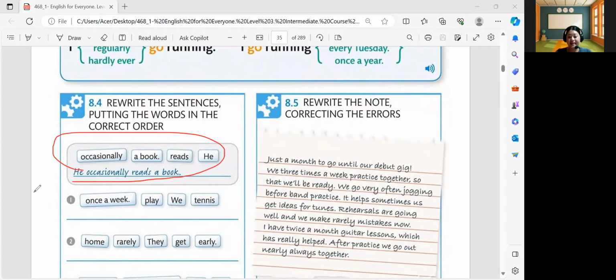Em có ngủ đấy. Đấy. He occasionally reads a book.